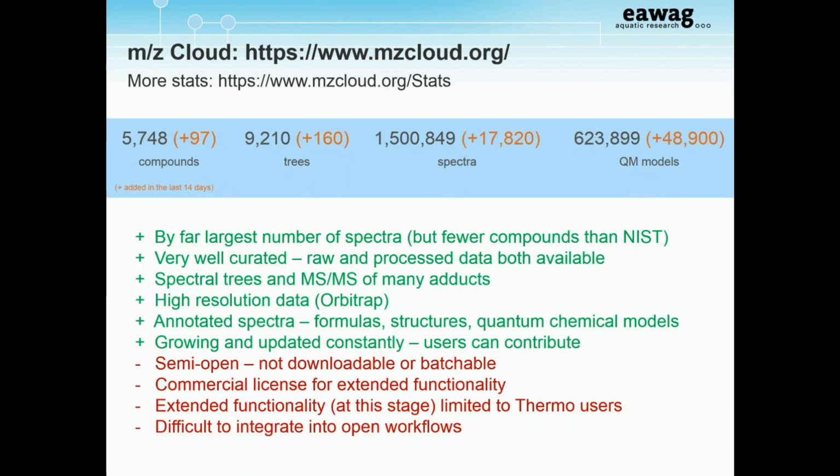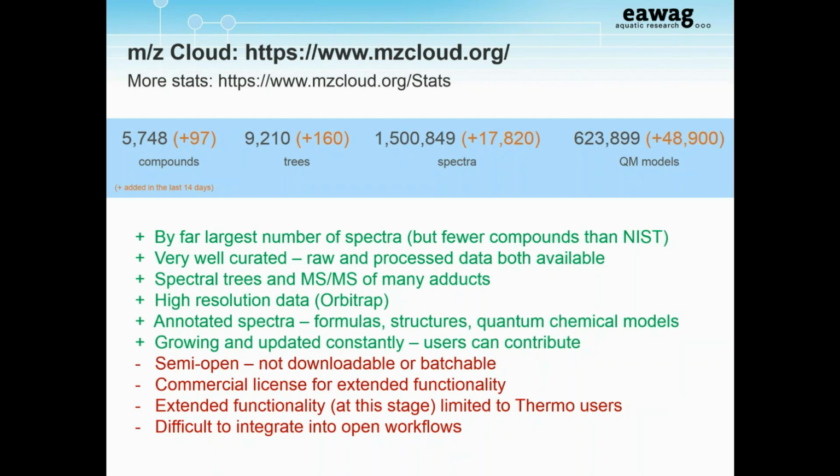Like I said, they have by far the highest number of spectra, so they hit 1.5 million just as I was preparing this webinar. My first copy of this webinar had 1.49 million, and their number of compounds is growing by the day. So they're at 5,700 compounds, which is quite a bit lower than NIST, but growing constantly. This is very well curated. They actually have the raw and the processed data available for their records, and they will do the curation for you. They have spectral trees and also MS-MS of many adducts. This is all high-resolution data, Orbitrap instruments, and the spectra are very well annotated. So they have formulas, structures, and also quantum chemical models annotated to their spectrum.